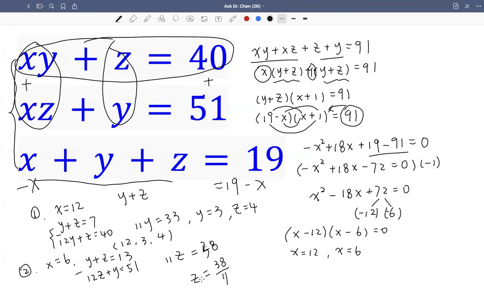Let me see if I made a mistake. When x equals 6, y plus z equals 19 minus 6, which is 13. Then we use the second equation. We have 12 times z. Oh no, I made a mistake. Because x equals 6, but I'm still using 12. I'm still using the first x value. So this is a 6.